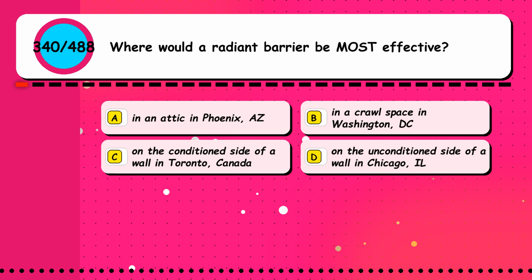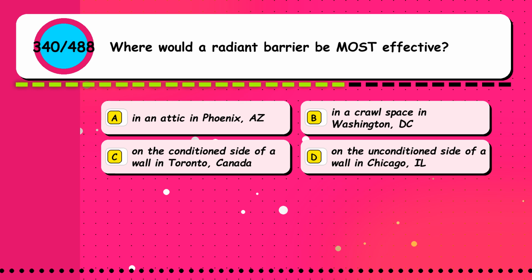Question 340. Where would a radiant barrier be most effective? Option A, in an attic in Phoenix, Arizona. Option B, in a crawl space in Washington, D.C. Option C, on the conditioned side of a wall in Toronto, Canada. Option D, on the unconditioned side of a wall in Chicago, Illinois.